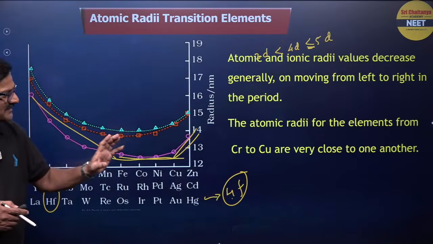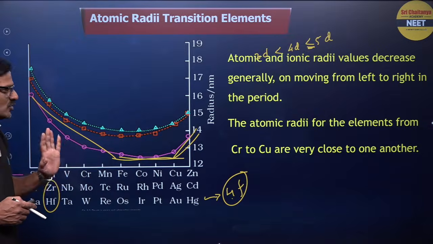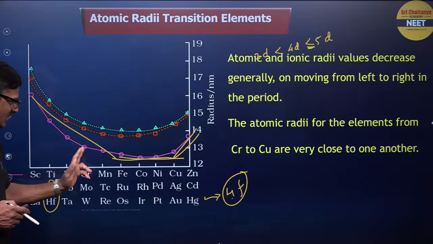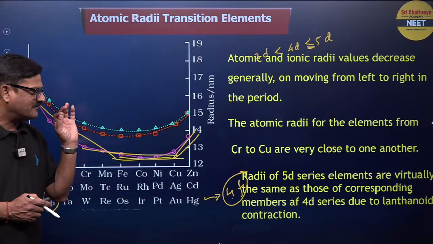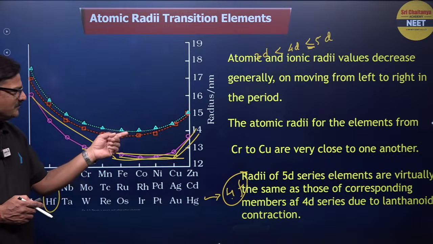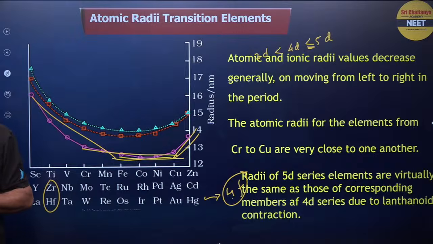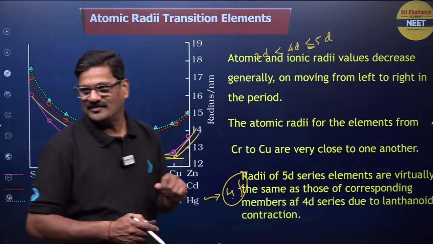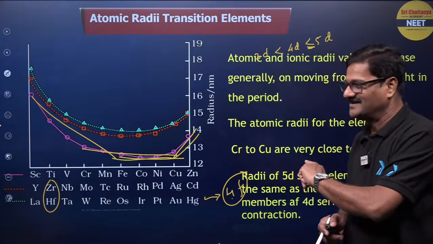And the atomic radius of the elements from chromium to copper are very close. And the 5D series of the elements are nearly close to the 4D series, right? Yeah, I am just telling you the same thing, you follow this.